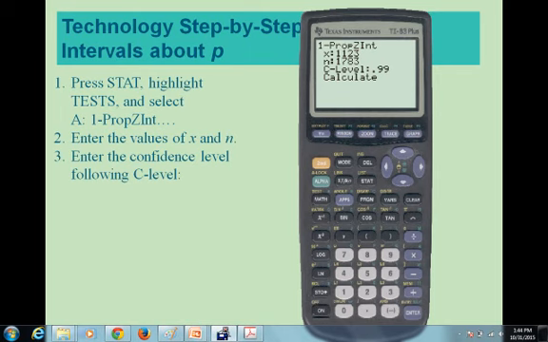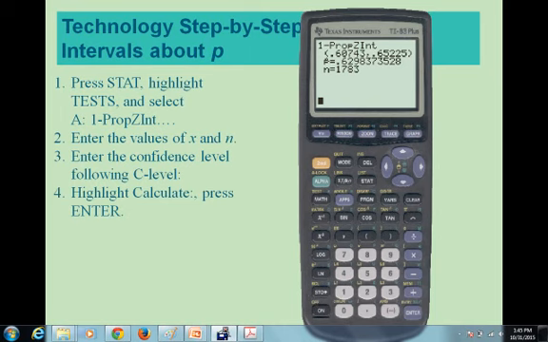Next, we want to enter the confidence level, and for our example, it was 95%, so we're going to put 0.95. Then lastly, we're going to arrow down and highlight calculate, and then we hit enter. And notice that we have our confidence interval, and it's actually exactly what we got by hand to the third decimal place. 0.607 was our lower bound, and 0.652 was our upper bound. So this is a much faster way to calculate your confidence intervals about your proportion.